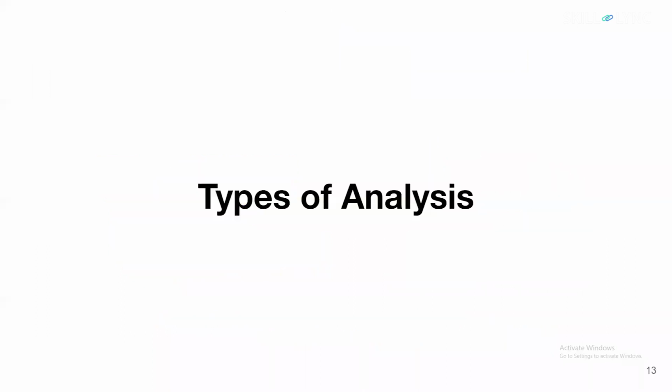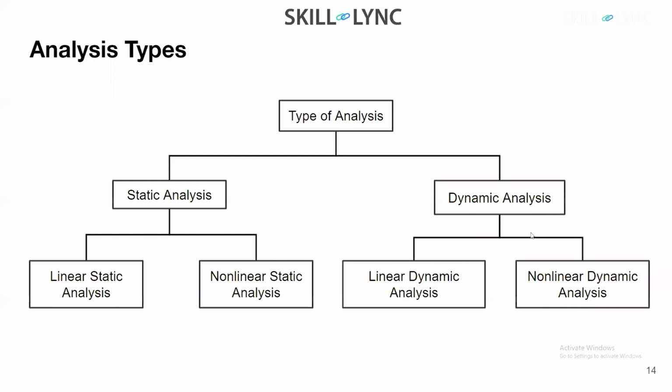Now moving on to the next part of the lecture: the types of analysis. As you can see here, there are fundamentally two types of analysis used in CAE, which we call static and dynamic. There is also one more, called quasi-static simulation, which comes in between static and dynamic analysis. Talking about static analysis, you have linear static and non-linear static analysis. And in dynamic, you also have linear and non-linear dynamic analysis.